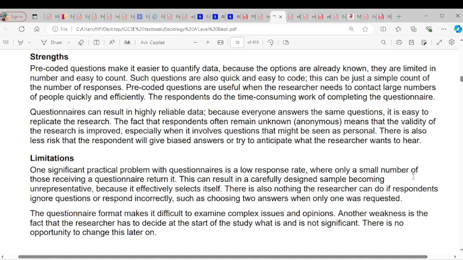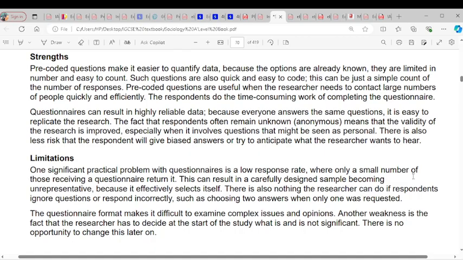There's also less risk that the respondent will give biased answers to try to anticipate what the researcher wants to hear, because the researcher is not present. So you're not going to be under influence or pressure by the researcher to give answers that you don't want to give. So these are the strengths or the benefits of pre-coded questions. One, they are easy to quantify. Two, they are quicker to put together and they are efficient. Three, they are highly reliable. And four, they have high validity.